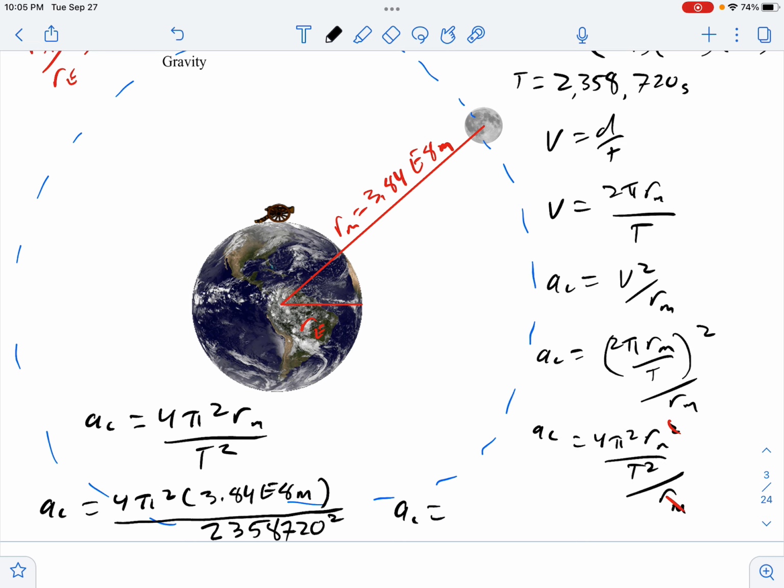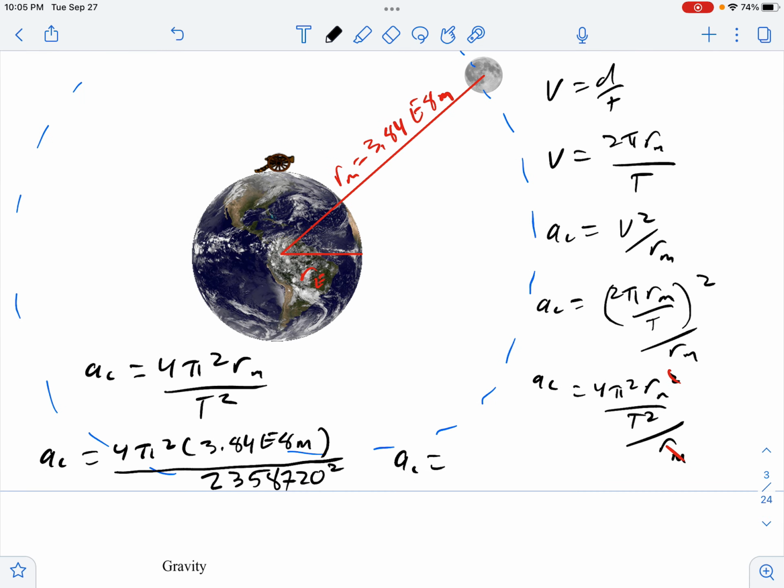If you do it correctly, and if I haven't made any math mistakes, come on, physics gods, stay with me, I should get 0.00272 meters per second squared, which is a really small number. The amount of acceleration, the amount of turning that the moon does, is extremely small because the circle that it makes is so big. The amount of curvature of that circle is just really, really tiny as it moves through.